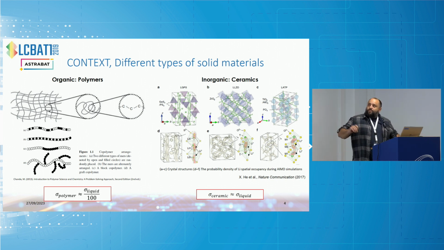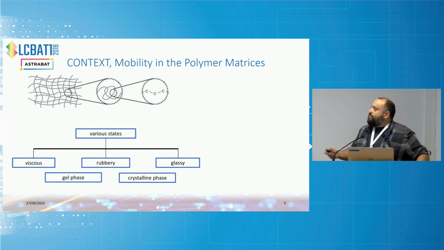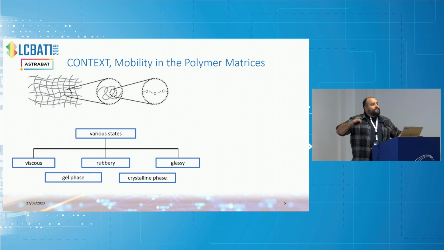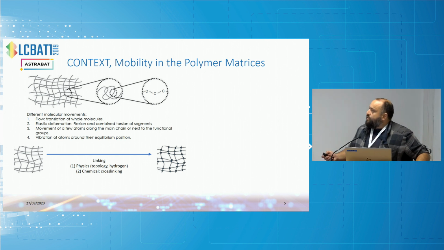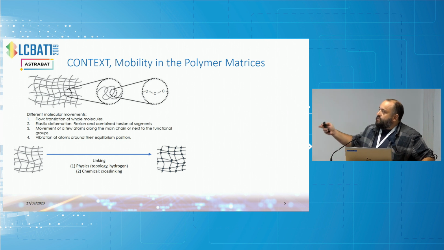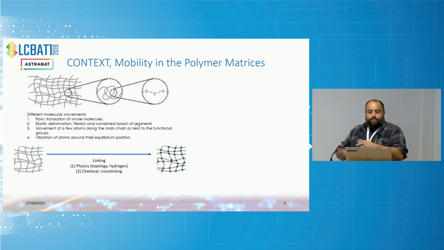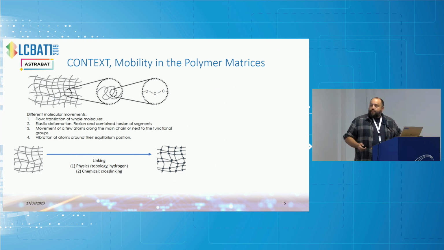To explain rapidly the difference between both, for polymer we have a matrix of macromolecules. We have different states of these materials, so we can have viscous, glassy and rubbery behavior. And we have different displacements in this matrix. The macromolecule can't move totally in the melt if we don't have links between the molecules. And we have deformation, flexion, and torsion of the segments of this molecule.